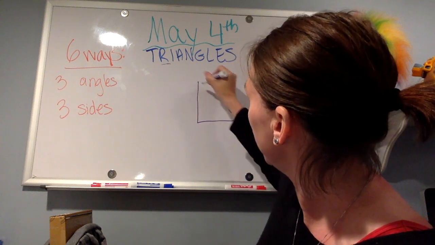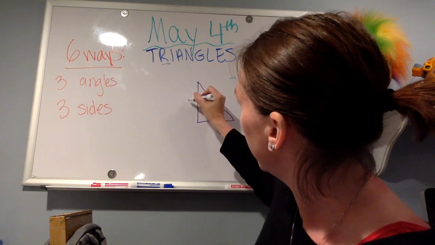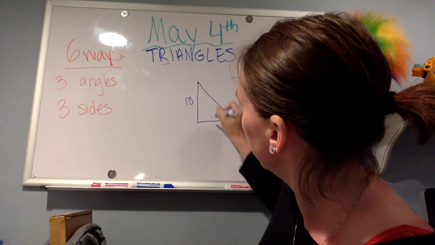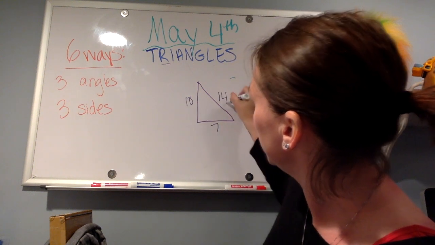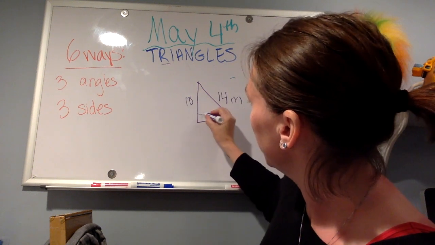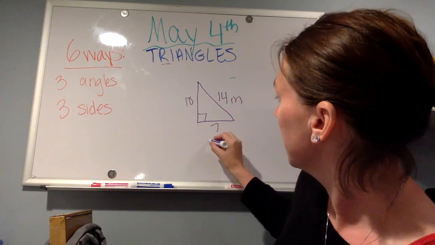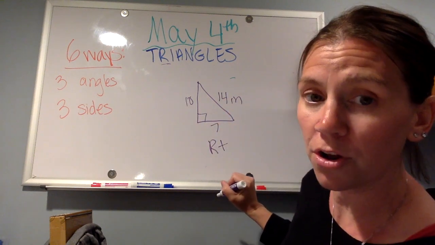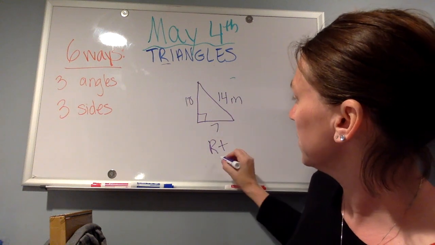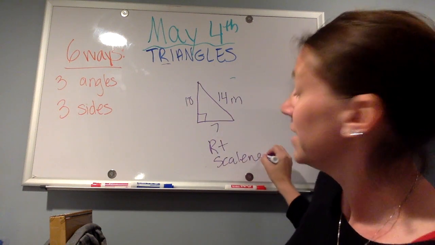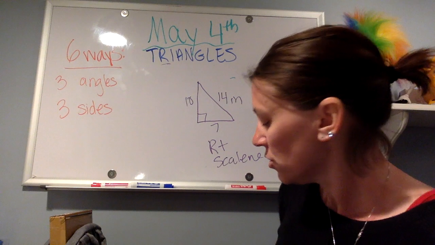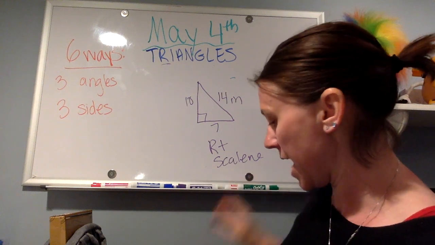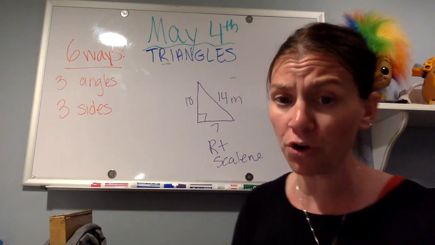So if I went like this, okay, and I said 10, 7, and 14 inches, and I went like this, we know that it is a right triangle, and all of the sides are different, so we know that it is also scalene, okay?